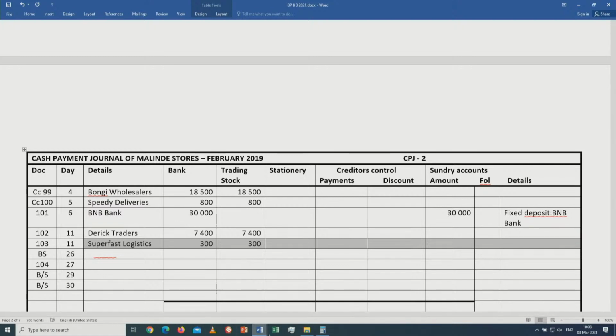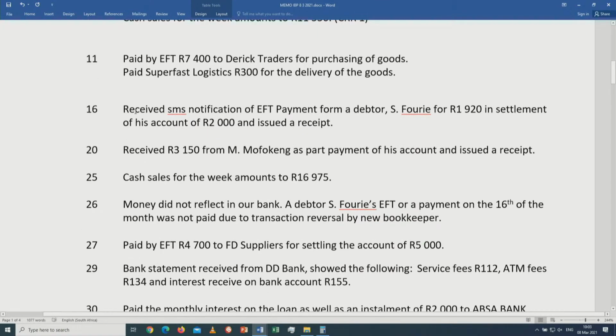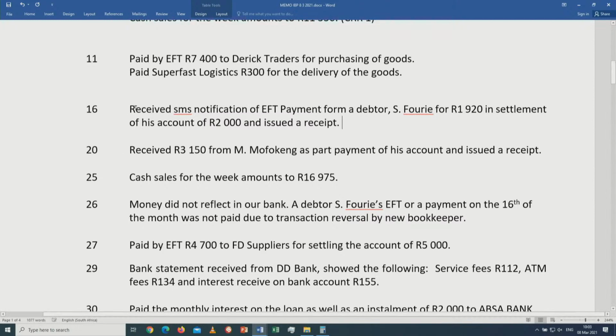Then, coming to this one, I have included this purposefully. If you remember the notes that we did, you received an SMS notification of EFT payment from a debtor S4 for 1,920 in settlement of his account of 2,000, and issued a receipt. Remember, what did we say here? We said before you make an EFT payment, you need to negotiate for the discount. Then you pay the required amount only. So this, you cannot record it.